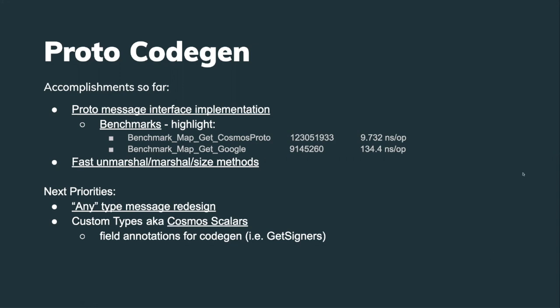And then on top of that, we are going to be adding more Cosmos focused features, one of which being more annotations for your proto files that are geared more towards Cosmos, one of which would be being able to mark a field in your proto message definitions as a signer, and that will automatically generate your get signers method. So you'll have less boilerplate code to implement.